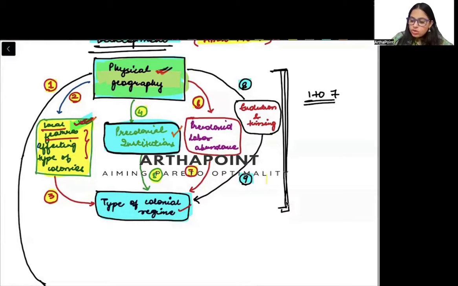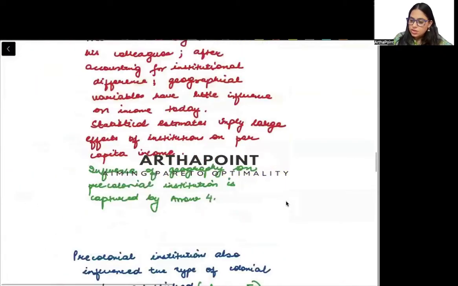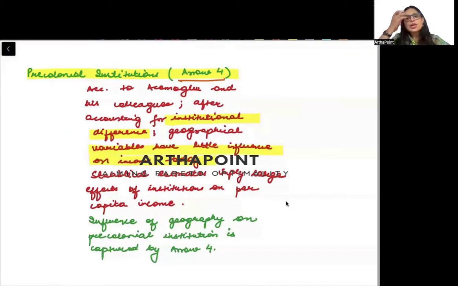So the pre-colonial institutions then determined what type of colony regime will be established. So this is 4 and this is 5. Okay, let's read this out. So arrow number 4. According to Acemoglu and his colleagues, after accounting for institutional difference, geographical variables have little effect on income today.